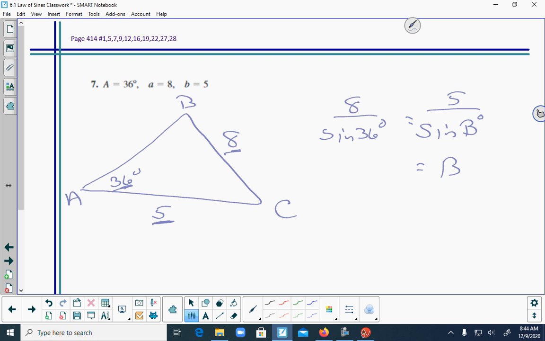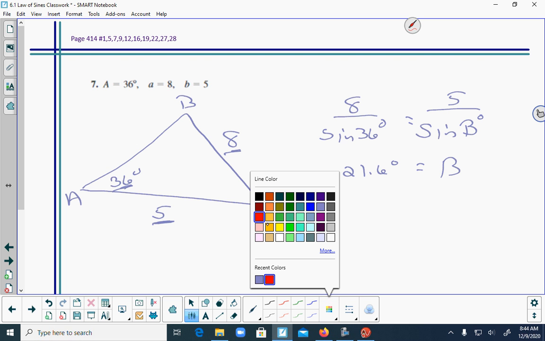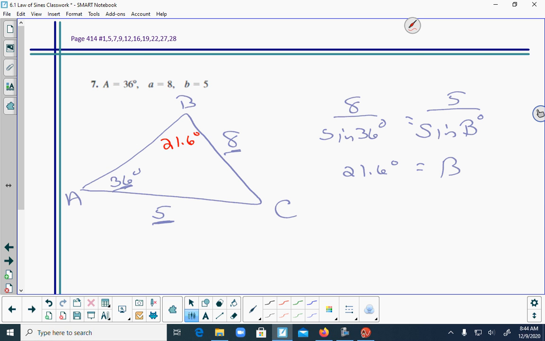Angle B was going to be 21.6 degrees. So if I put that in here, this is something that we solved for, so that's 21.6 degrees. Now, since I have two angles, I can find my third angle. I'm going to take 180 minus 36 plus 21.6, and this is how I'm finding angle C. When I do that, C ends up equaling 122.4 degrees.